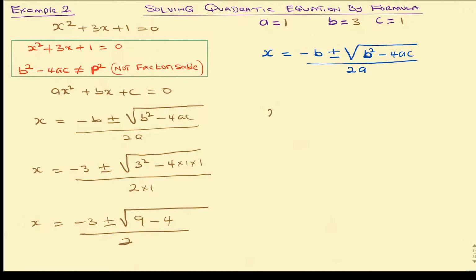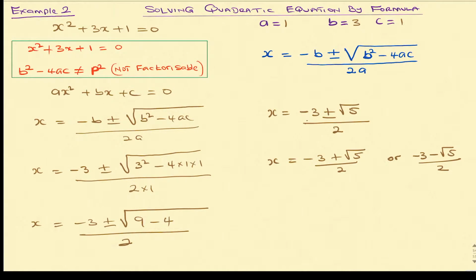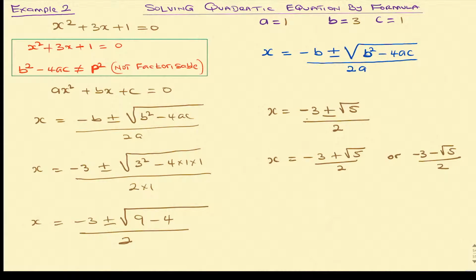And that equals x equals minus 3 plus or minus root 5 over 2. So x equals minus 3 plus root 5 over 2, or minus 3 minus root 5 over 2. This is the surd form of the answer.